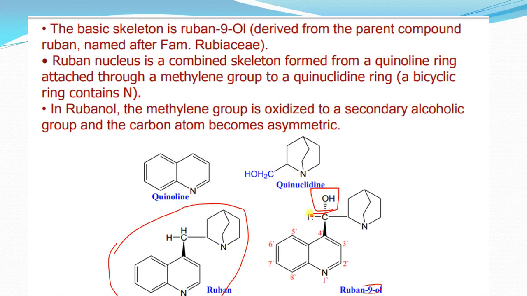The rubane nucleus is a combined skeleton formed from the quinoline ring attached through a methylene group to the quinuclidine ring, a bicyclic ring that contains a nitrogen atom. This is the quinuclidine. In rubanol, the methylene group is oxidized to a secondary alcoholic group, and the carbon atom becomes asymmetric.